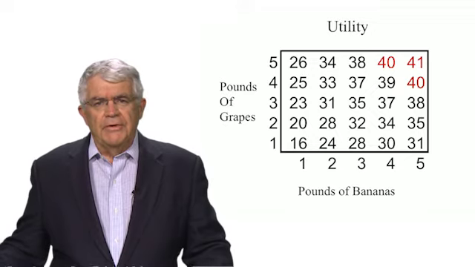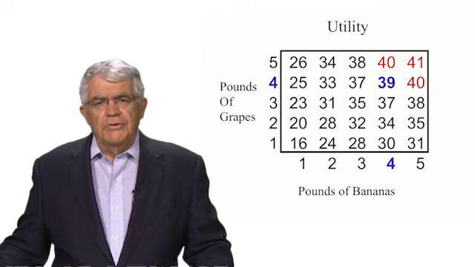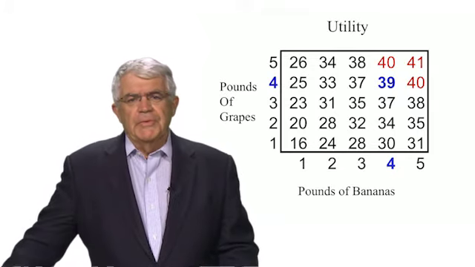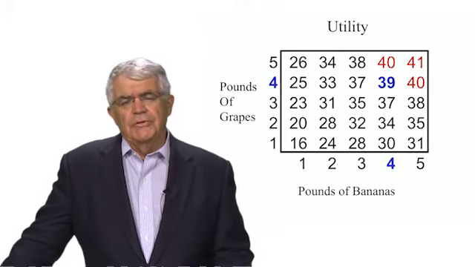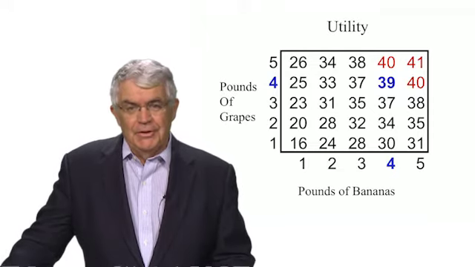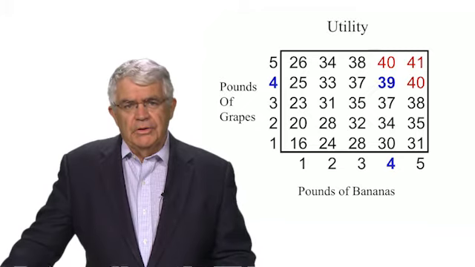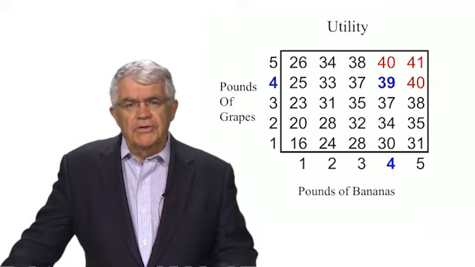And so now we have an answer to our problem. How many pounds of grapes and how many pounds of bananas will this consumer consume when the price of grapes is $1? And the answer is 4 pounds of grapes and 4 pounds of bananas, because if you look closely at the table, that's the highest level of utility, 39, this consumer can get with $8 when the price is $1 for a pound of grapes and bananas. Okay, so that's our first prediction.